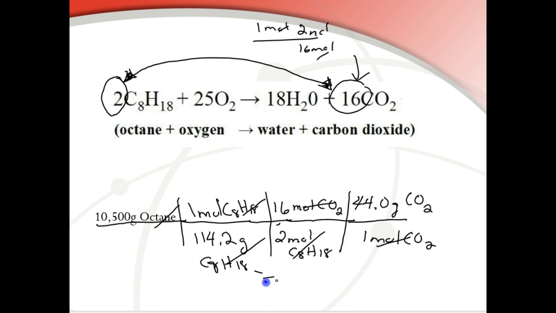So I get, keeping in mind significant figures, 32,400 grams of carbon dioxide. 3 sig figs right here, 3 sig figs right here, all good. So 32,400 grams of carbon dioxide is produced whenever I drive around in my car.